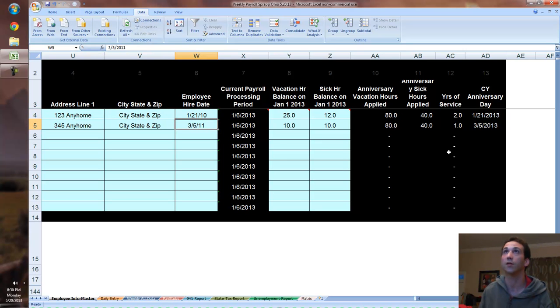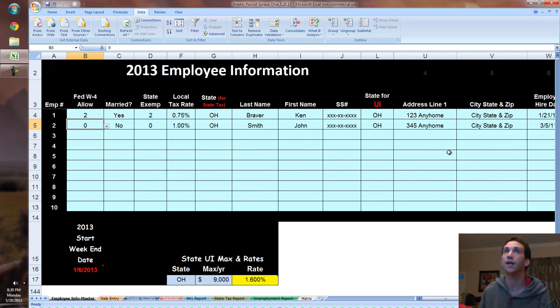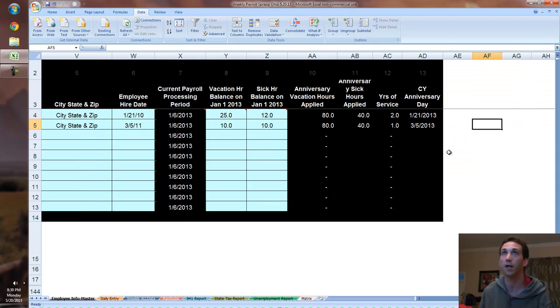So you just enter an employee date here. You'll notice that the areas that are light blue are areas where you're supposed to be entering information. Areas that are black with white font are locked formula areas, and you don't want to touch them. You shouldn't touch them because you don't need to. They're just automatic, and they're going to do everything for you.